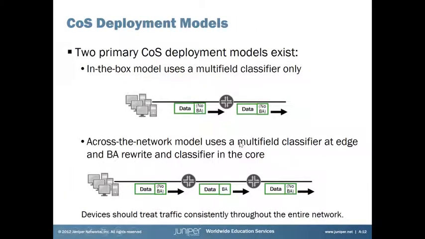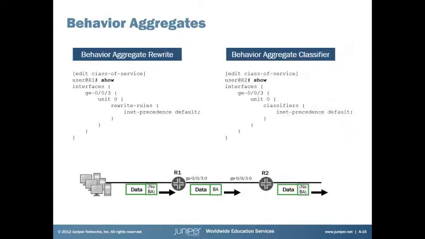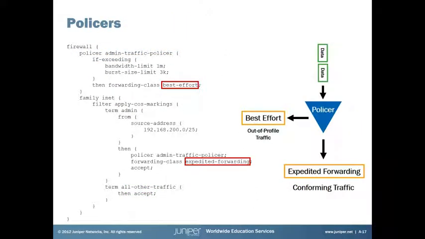So traffic classification. We've had a look at classification. We've looked at the fact that we can have an in-the-box model using a multi-field classifier, and an across the network model using the multi-field classifier at the edge and the BA rewrite and classifier in the core. We've had a bit of a look at the configuration of those, and we've had a look at how to do the rewrites.